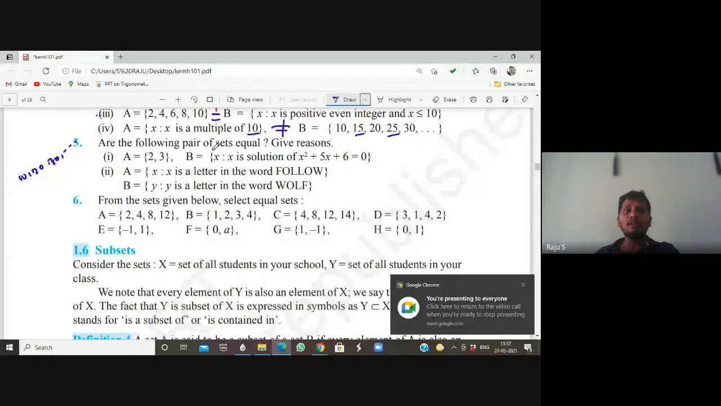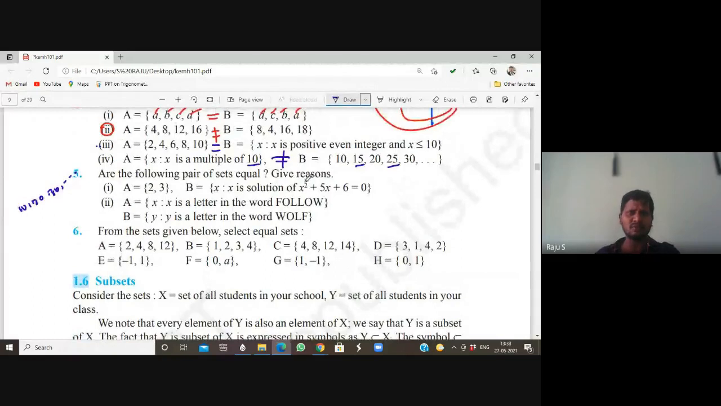Right. Here, are the following pairs of sets equal? Here also it is the same question, but we have to give the reason. So here A is given as 2, 3. The B set, see, is given in roster form. Here they have given it in set builder form. Okay, if we change it to roster form, it's better, we can change B to roster form.